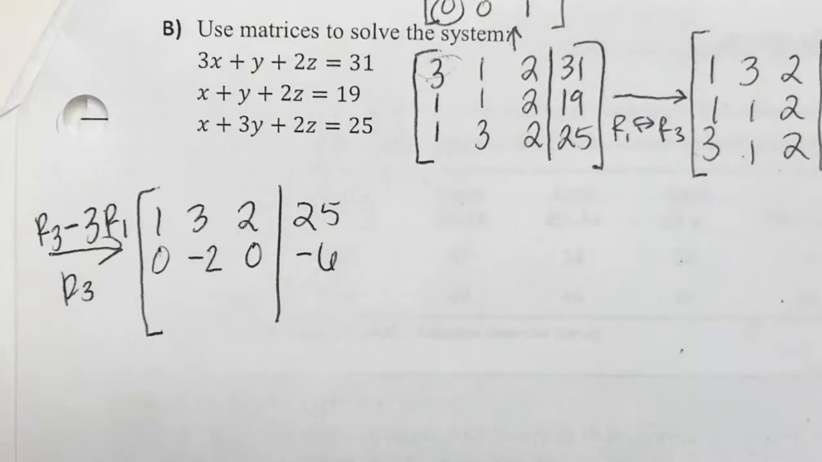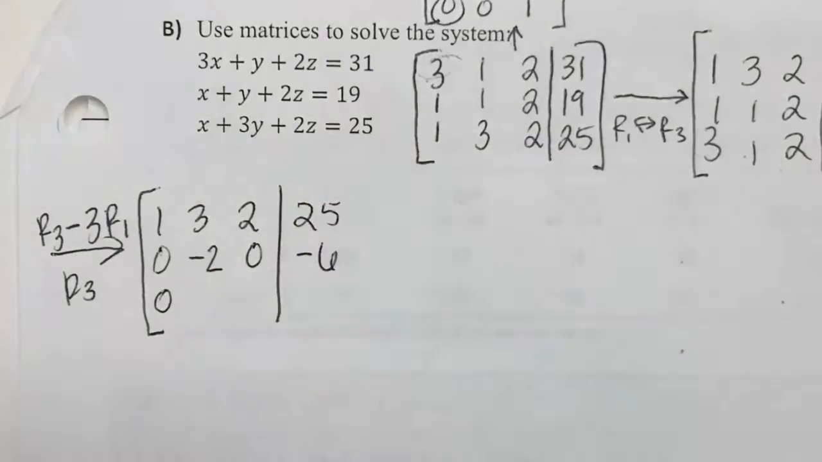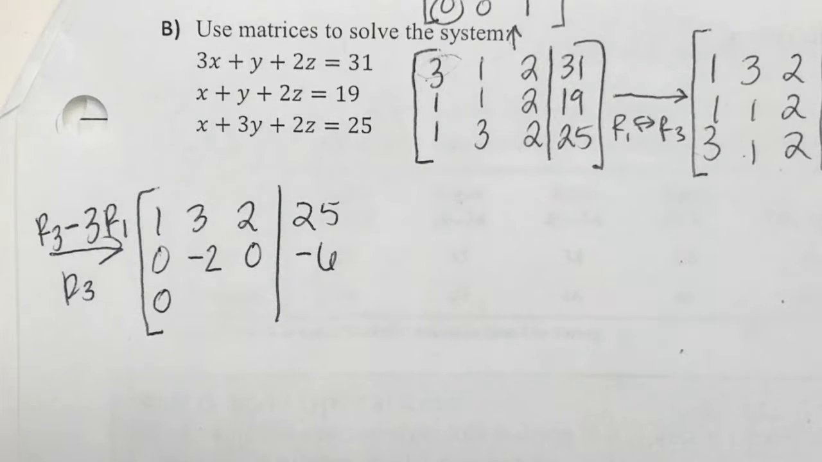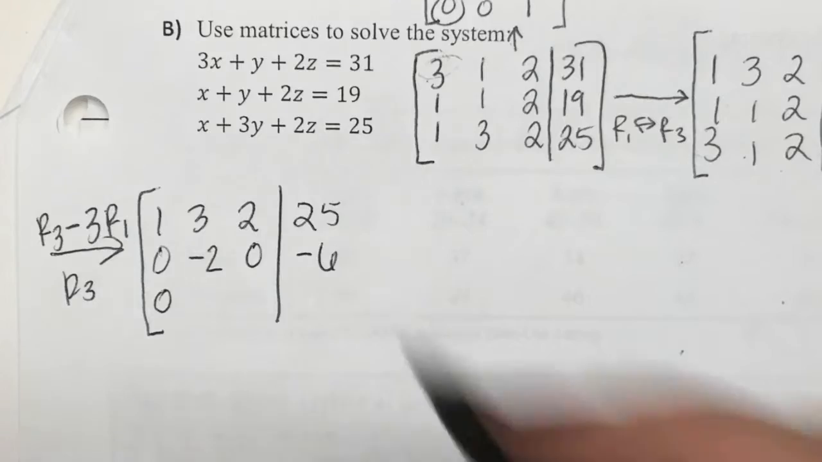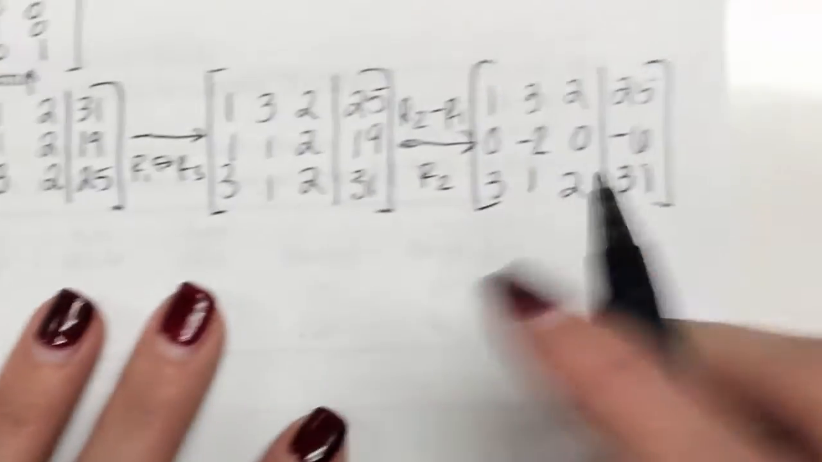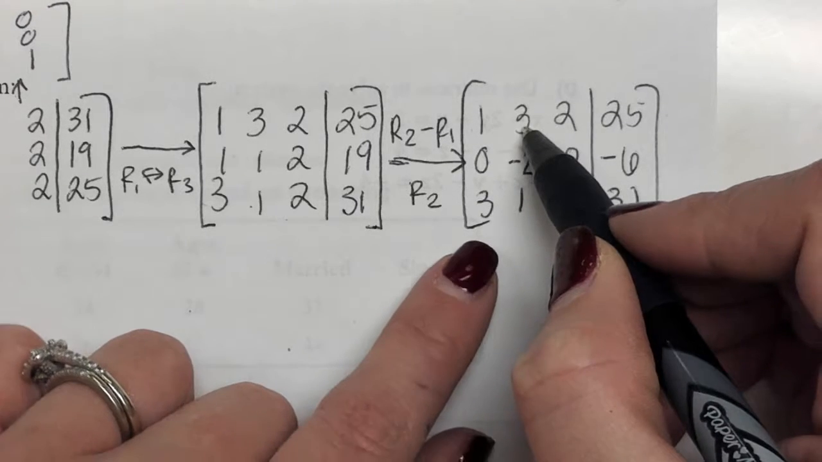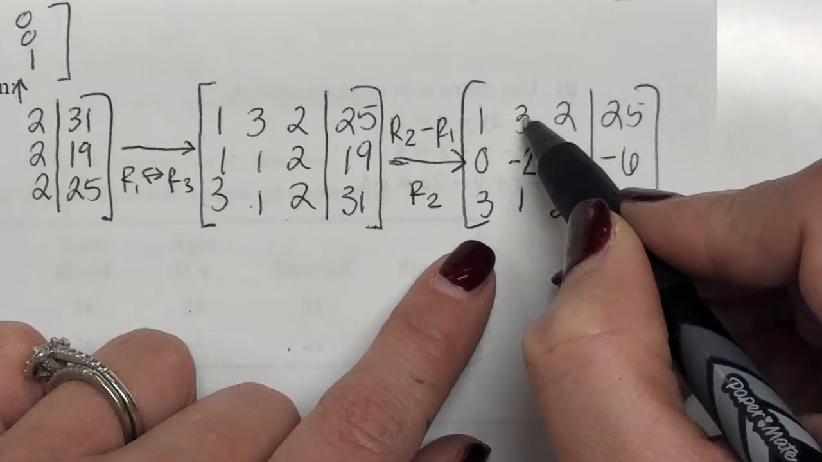We already established this is going to be what? Now let's go back and look. So we're multiplying everything in row 1 by negative 3. Going back up here, 3 times 3. So what's 1 minus 9? Negative 8.